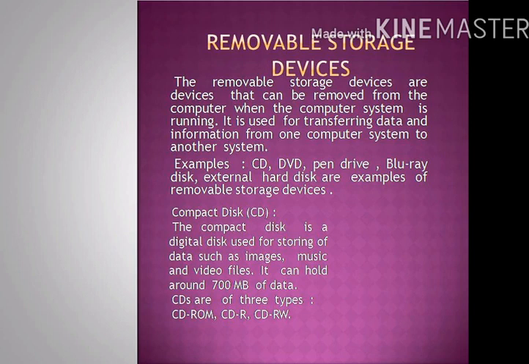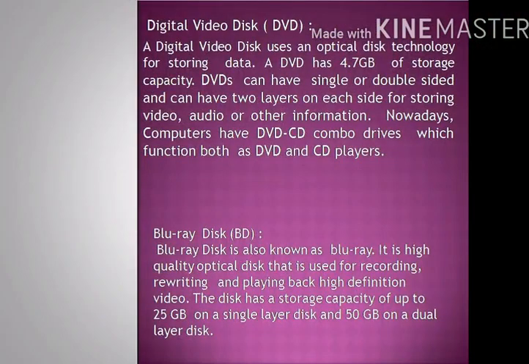The next is about compact disc, in short CD. A compact disc is a digital disc used for storing of data such as images, music, and video files. It can hold around 700 MB of data. CDs are of three types: CD-ROM, CD-R, CD-RW. The next slide is about digital video disc and Blu-ray disc.